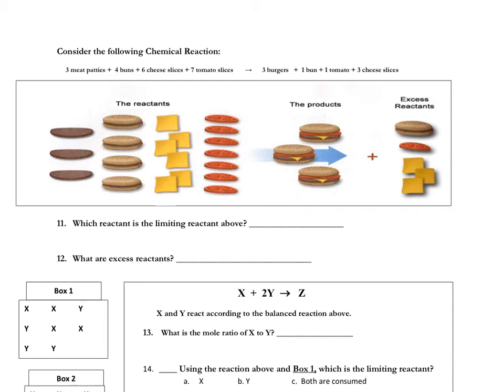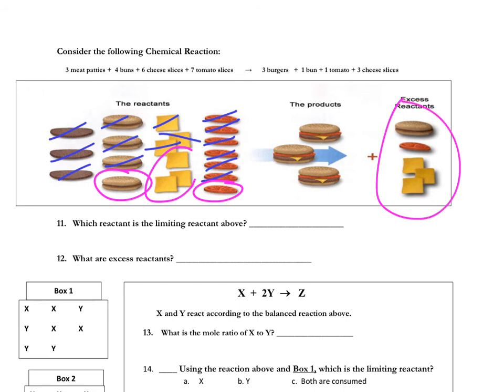So that if I start crossing those out, I get 1 burger equals 1 patty, 1 bun, 1 slice of cheese, 2 tomatoes. 1 patty, 1 bun, 1 slice of cheese, 2 tomatoes. So everything that's left over is what I consider an excess. So I've got a bun here, 3 slices of cheese, and 1 tomato, which is what I see over here. These are known as my excess reactants.